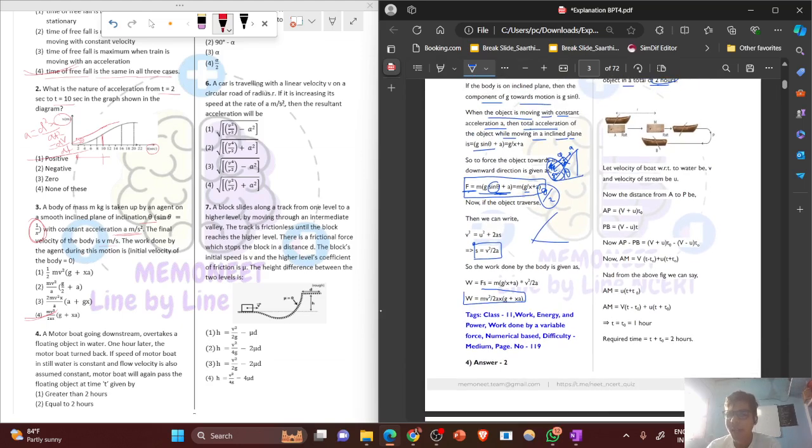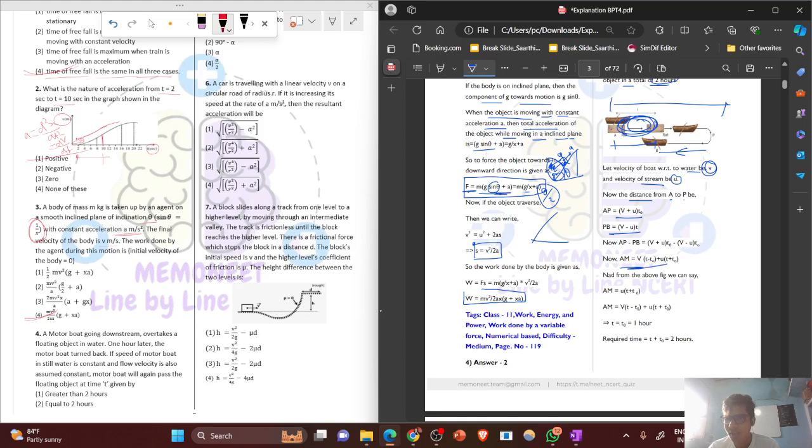Now we can do the mathematical calculation here. Let the velocity of the boat with respect to water be v, and the velocity of the stream be u. So now the distance from A to P, which is from here to here, is simply, as it is going downstream, v plus u, and for the upstream P to B it is v minus u. Now if we subtract the distances AP minus PB, it will give this distance, which will come out to be AM, the distance from A to M.